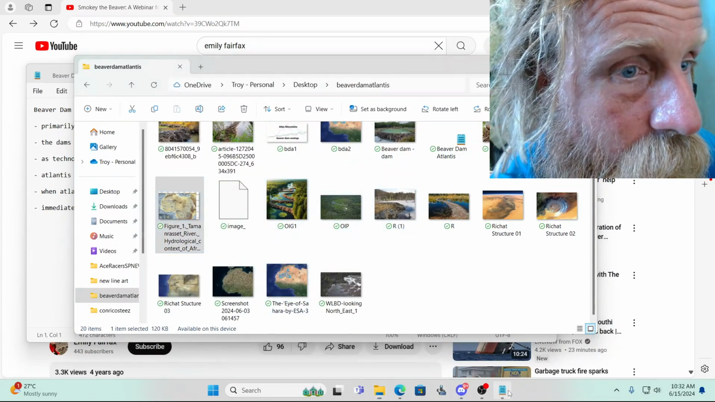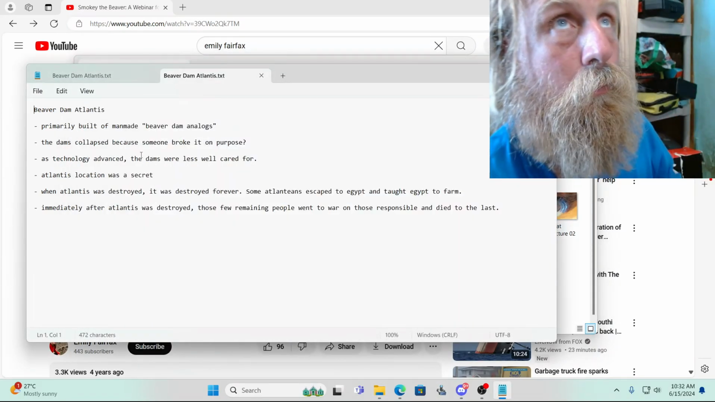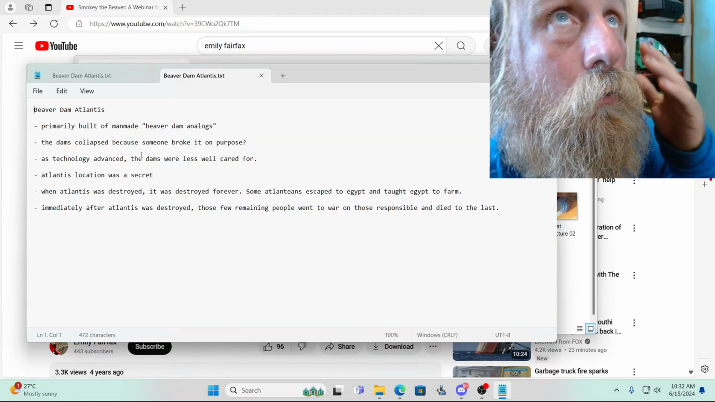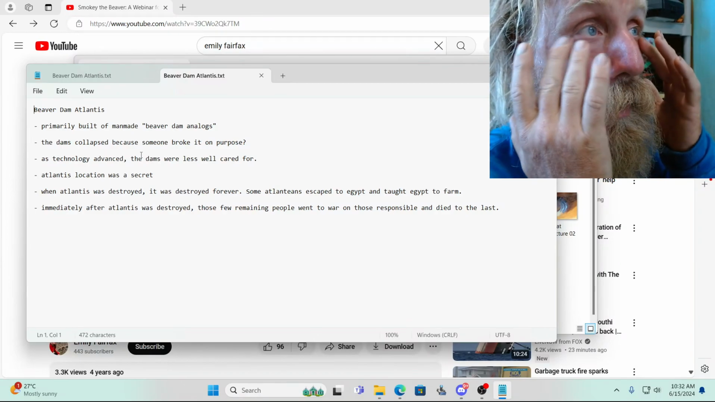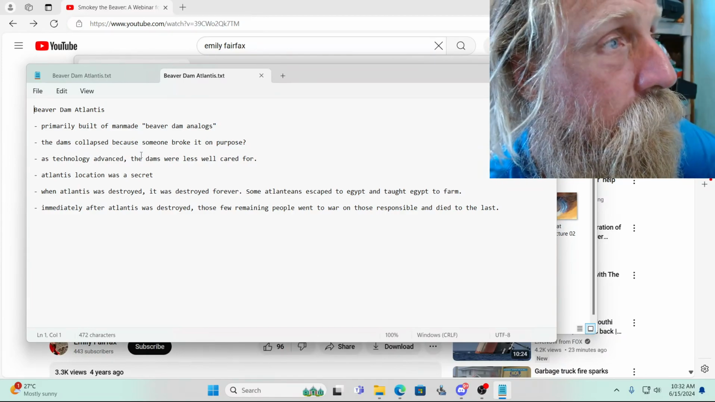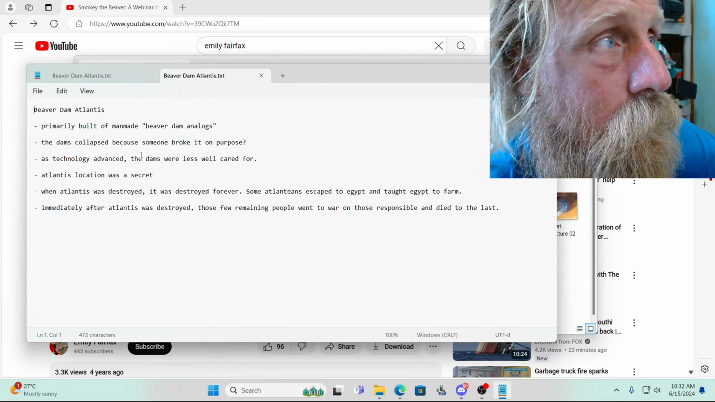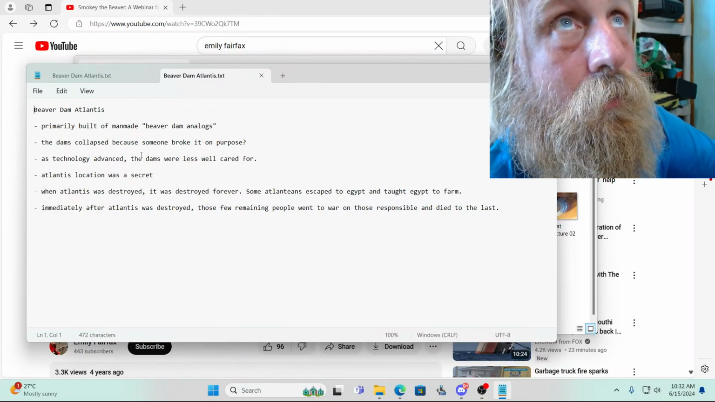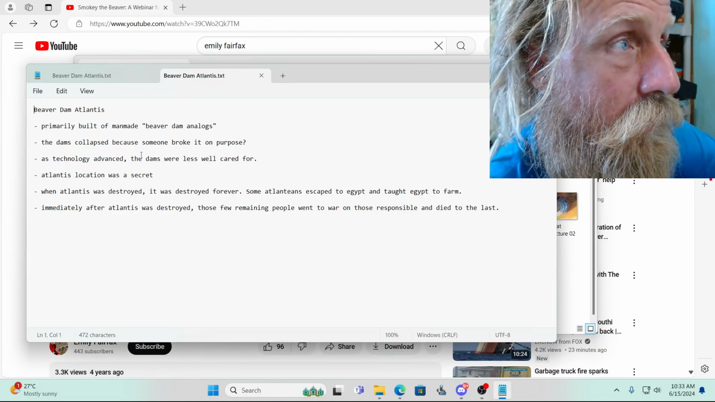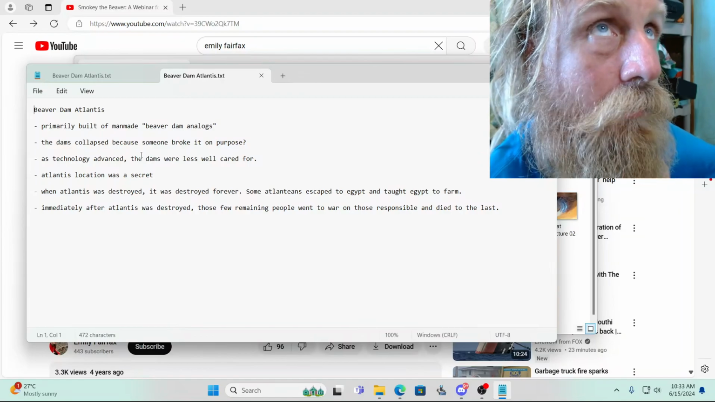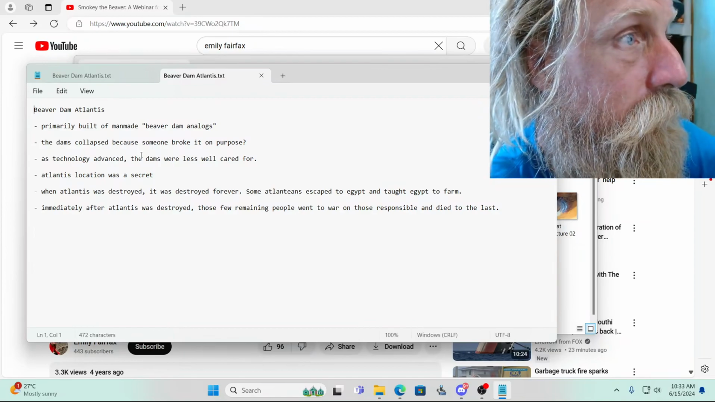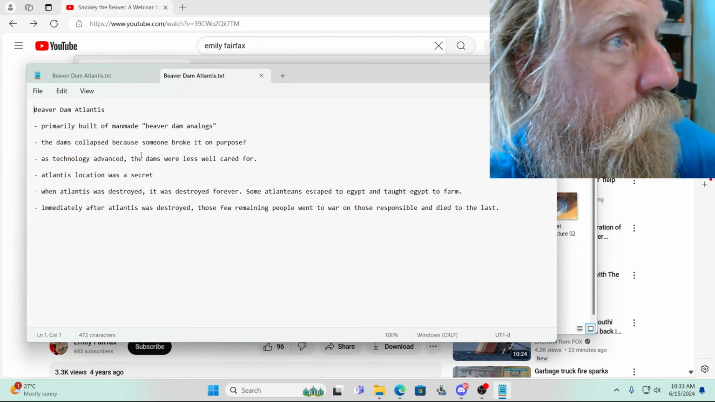So the objective of the legend of Beaver Dam Atlantis is not to propose that Atlantis was real, or that it existed, or that it had a location. But instead, it is a fable to be enjoyed, where the person who entertains the idea thinks about all of the ways that they can correlate the real world to this fantasy world.